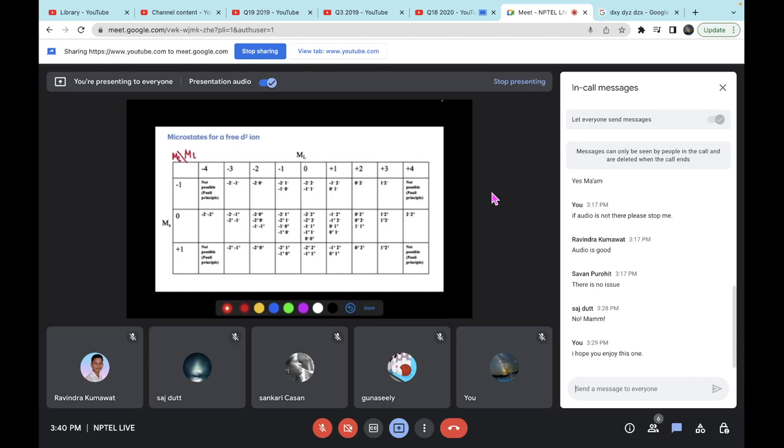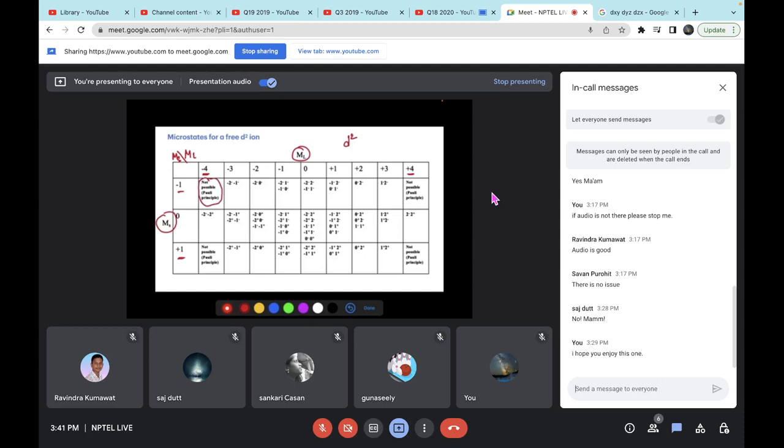Or vice versa, you can define your table by yourself. Here, to define the columns I am using ML, and to define the rows I am using MS. So for D2 we have ML going from plus 4 to minus 4 and MS from minus 1 to plus 1.